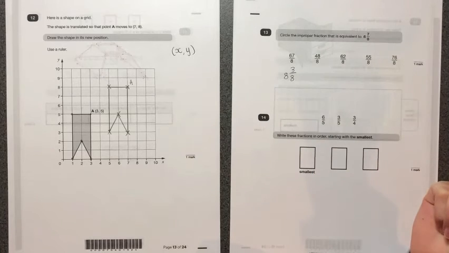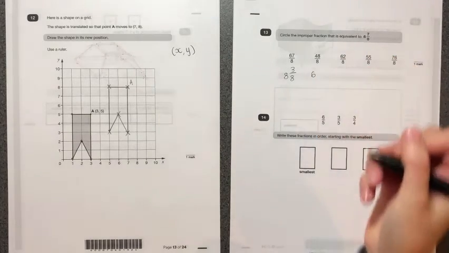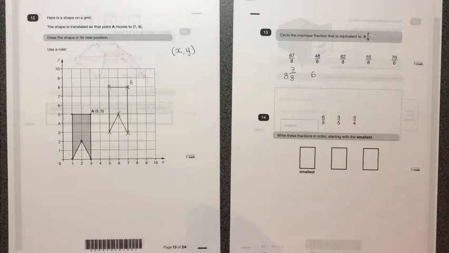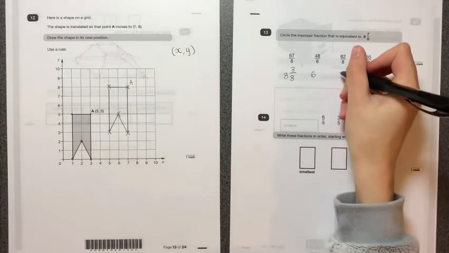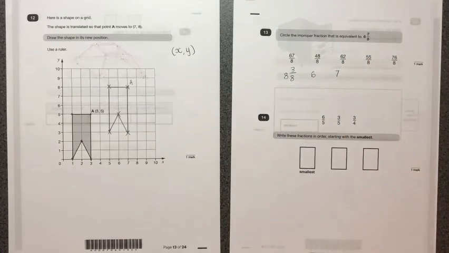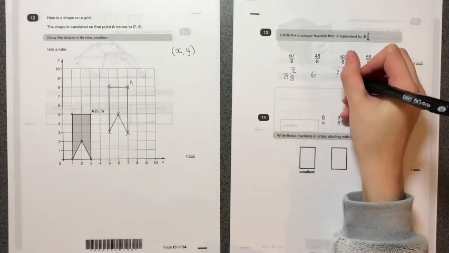Our next one, how many times does 8 go into 48? Well, that's 6. How many remainders? Well, there's no remainders, so our answer is just 6. How many times does 8 go into 62? Well, that's 7 times. 7 times by 8 is 56. 62 minus 56 gives us 6. So that is 7 and 6/8.